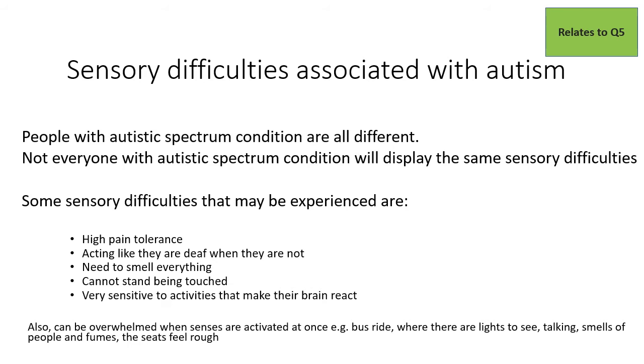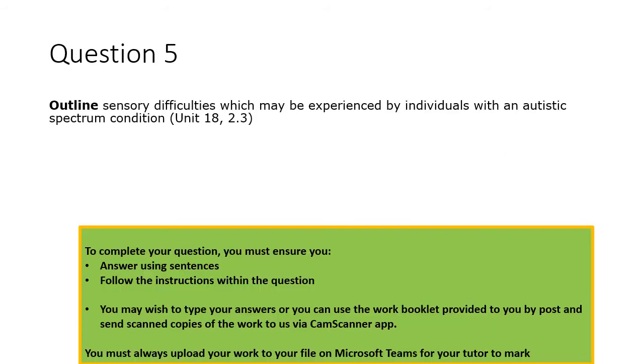So have a look at those before you move on to the next slide, do some more research. And then you need to answer question 5, which is asking you to outline sensory difficulties which may be experienced by individuals with an autistic spectrum condition.